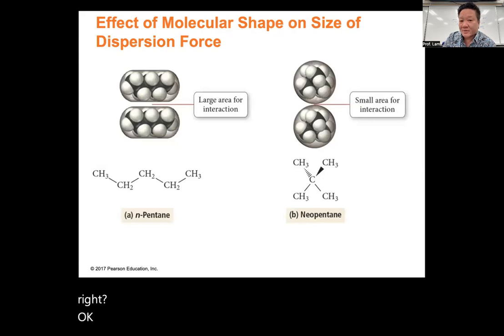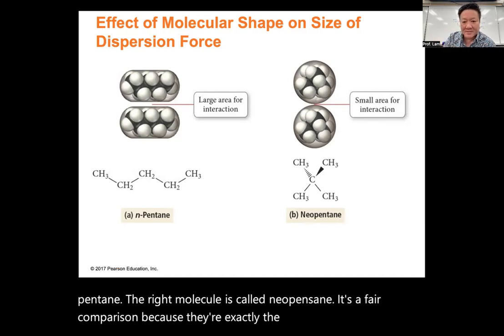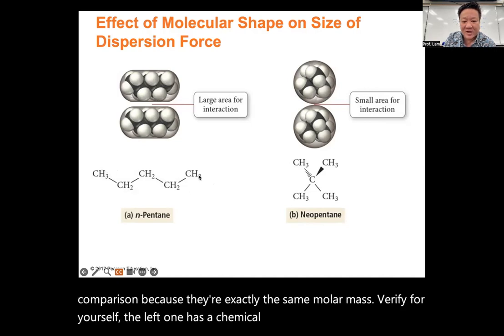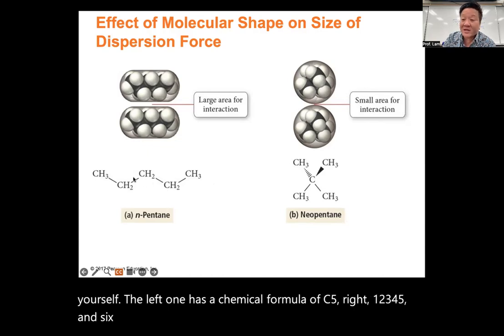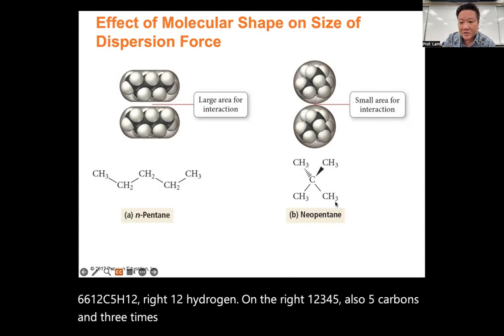Okay, now let's look at shape. And here we have a fair comparison. The left molecule is n-pentane, the right molecule is called neopentane. It's a fair comparison because they're exactly the same molar mass. Verify for yourself. The left one has a chemical formula of C5H12: 1, 2, 3, 4, 5 carbons and 12 hydrogens. On the right, also 5 carbons, and 3 times 4, 12 hydrogens. Exactly the same molar mass.